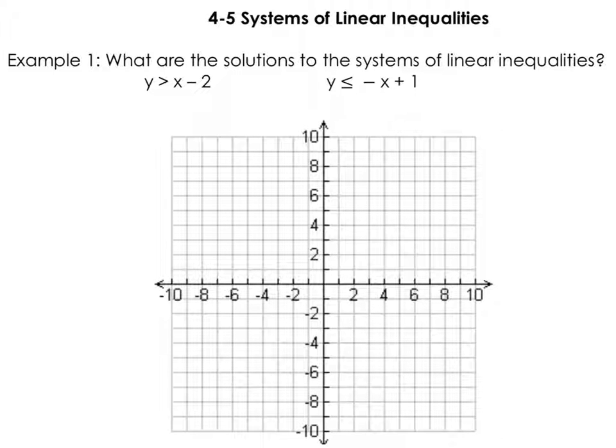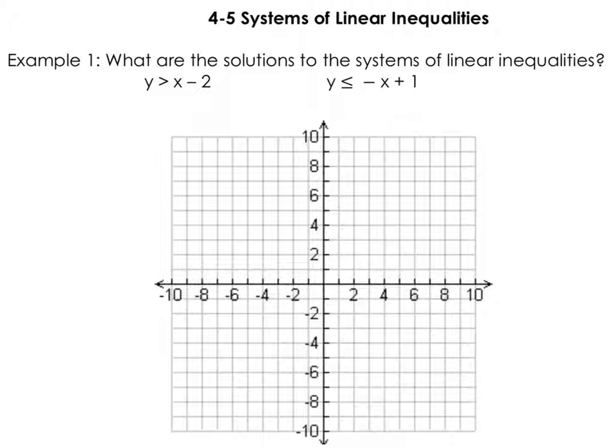Okay, we're going to talk about 4-5 systems of linear inequalities. So we've graphed one inequality on a graph. Now we're going to graph two inequalities. So this is a little different. Yes, it's similar to systems of just equations where we're graphing two lines, but instead of looking for a point, we're going to have two graphs and two parts that are shaded.